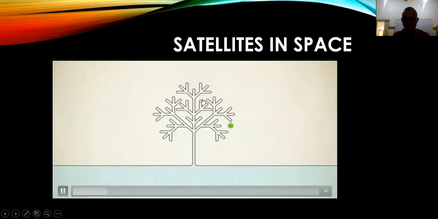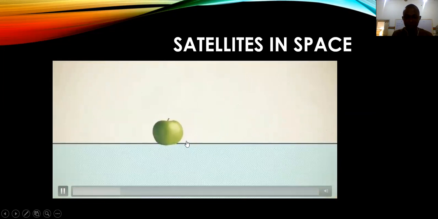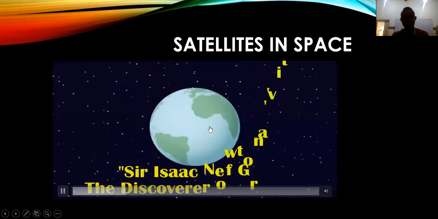What keeps it in the orbit? Okay, look at this small experiment. If you throw an object up, it rotates for some time, and then gravity overcomes it and it falls back down. That is gravity. So you throw anything up, it comes back.